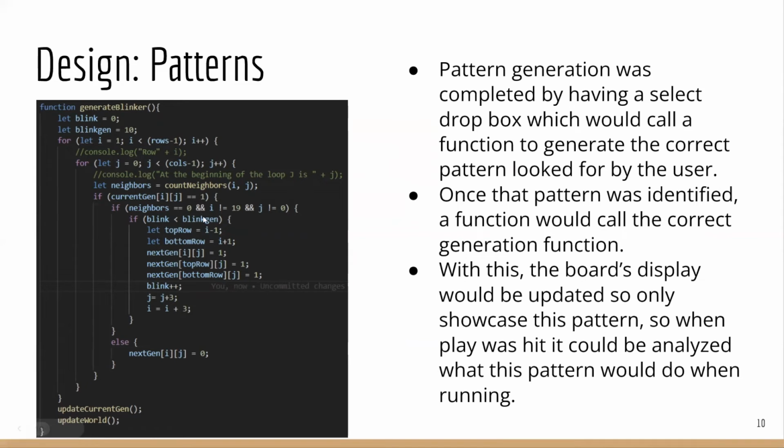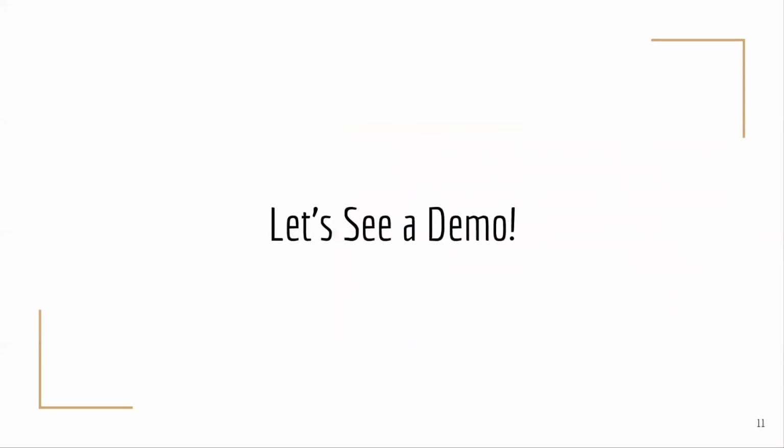As you can see by the code right here, we're generating the oscillation pattern of a blinker by looking for cells without any neighbors. If it has no neighbors, then we create the oscillation pattern, and then we set every other cell that is not part of that oscillation pattern to 0. So let's get into the demo of the site, shall we?